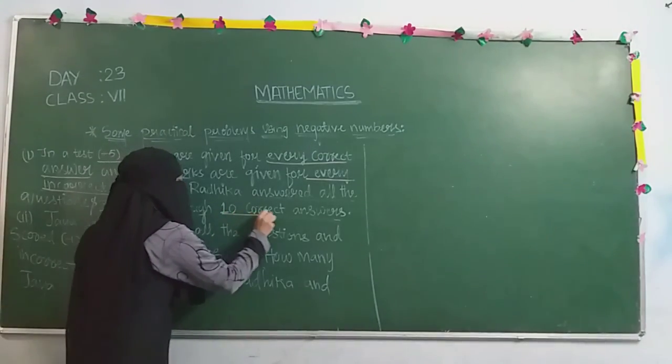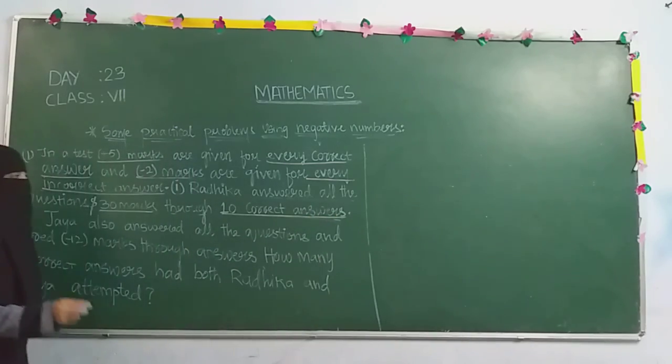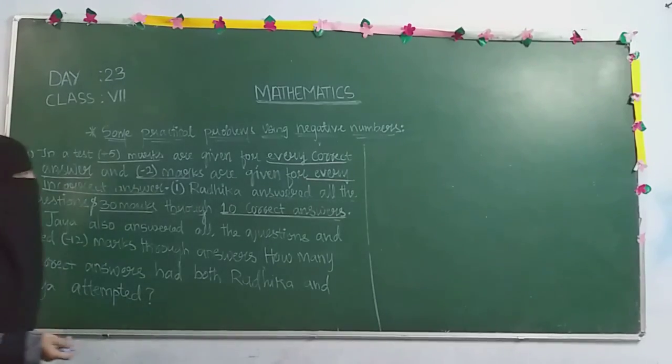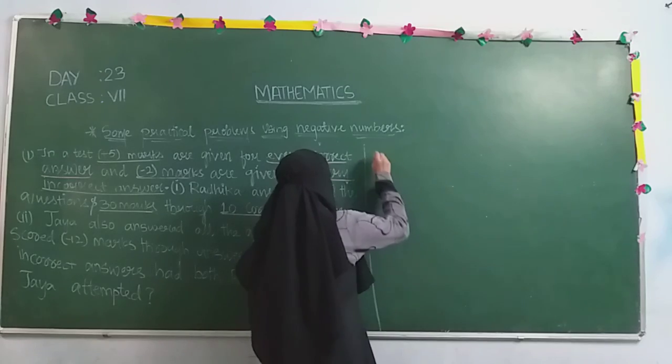Through 10 correct answers. It means, suppose there were 15 questions, she has attempted 10 correct and 5 incorrect. Through these 10 correct answers, she has scored 30 marks. But we don't know how many incorrect answers she has attempted, how many marks she got for incorrect ones. That we are going to check out. So first we will write the information, marks given for every correct answer. Okay, let's begin the solution.